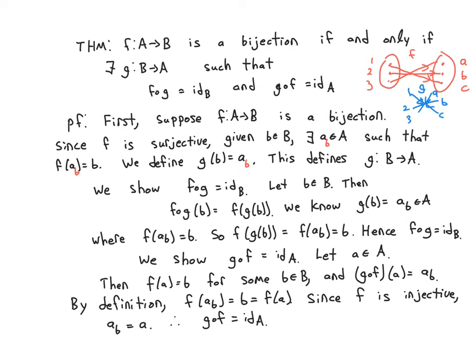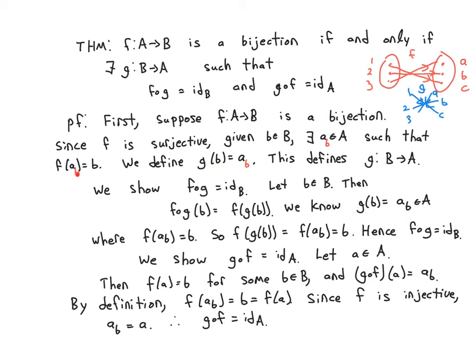So what are you doing? You're taking this point, since f is surjective, given an element in this codomain, we know it's the end point of one of these arrows. In other words, there exists an a such that this arrow exists. There exists an a such that f of a is equal to b. Reverse the direction. Define g of b to be a.